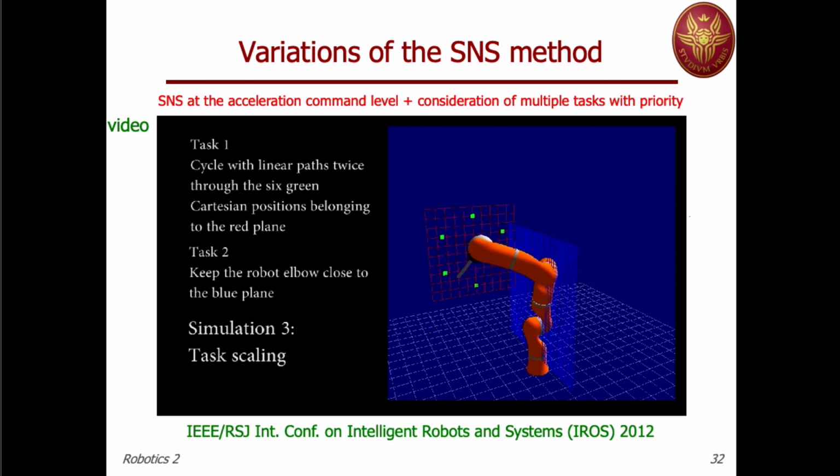And now we have two tasks, and the second task is to keep the elbow as close as possible to this vertical plane. And this is the simulation with task scaling, and you will see that, in fact, the second task is not really perfectly realized. And, of course, you slow down the task as well, while with the SNS, you don't slow the task, and the elbow is much closer to the vertical plane. So the secondary task is executed better, and the primary task is perfectly executed without the need of reducing speed.